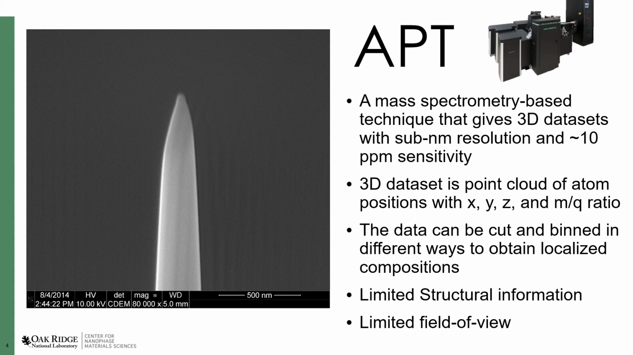Atom probe tomography is a very useful technique. It uses mass spectrometry to identify the elements within your material, and it gives inherent 3D data sets with sub-nanometer resolution and approximately 10 parts per million sensitivity. The 3D data sets include a point cloud of atom positions that have an X, Y, Z, and mass to charge ratio. This data can be cut and binned in different ways, and localized compositions can be obtained. Some of the limitations of atom probe tomography include a limited field of view and limited structural information.